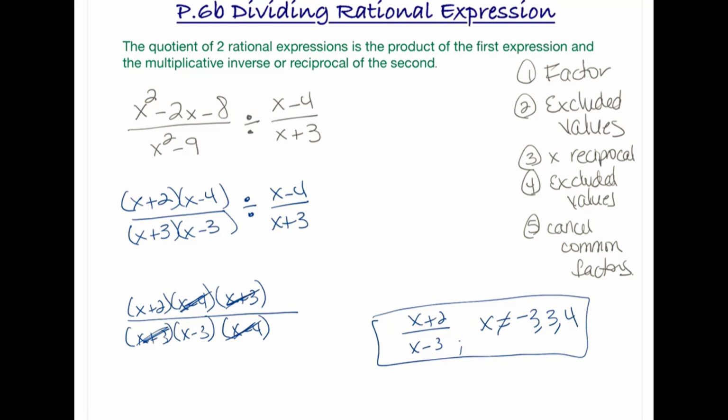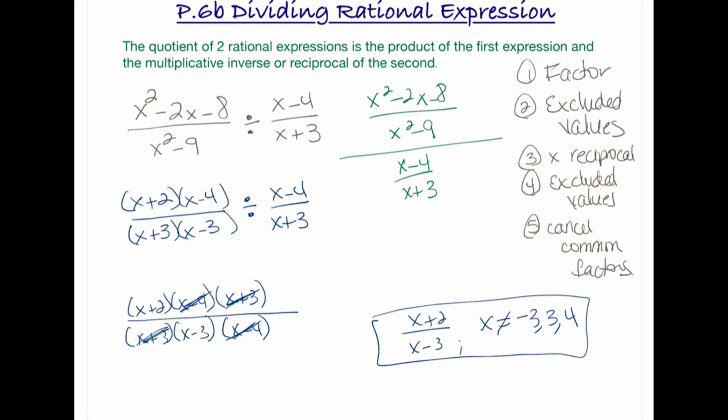So I'm going to go back for a second, and I'm going to talk about why we have those numerators and denominators. Technically on this one, we had to look at our numerator and our denominator for those excluded values. If I go back, I can rewrite that original problem, x squared minus 2x minus 8 over x squared minus 9. Since I am dividing, I could write this as a fraction, so it would all be over that x minus 4 over x plus 3.